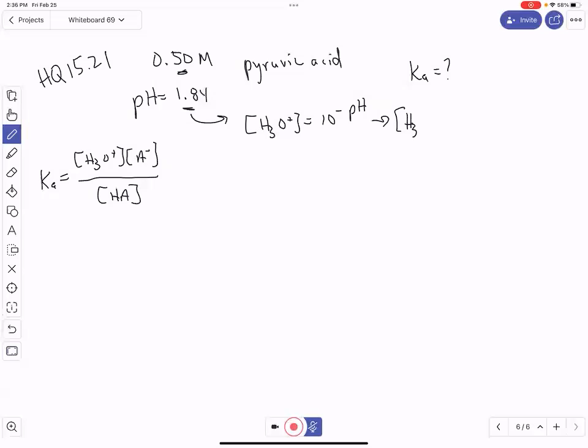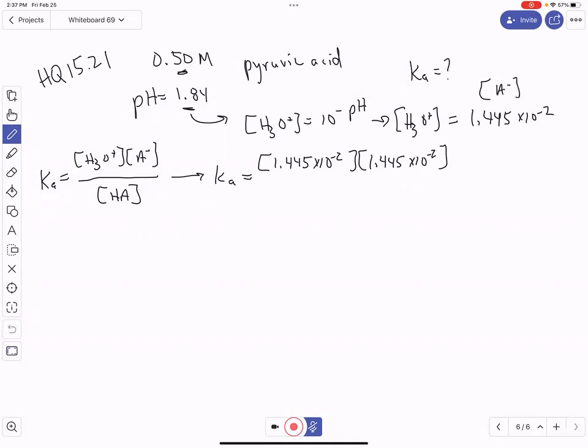So my hydronium concentration is going to equal 10 to the negative 1.84. So I get 1.445 times 10 to the minus 2 as my hydronium concentration. That also is going to equal my conjugate base concentration. So Ka equals 1.445 times 10 to the minus 2 times 1.445 times 10 to the minus 2, because my conjugate base is going to also equal the concentration of hydronium.